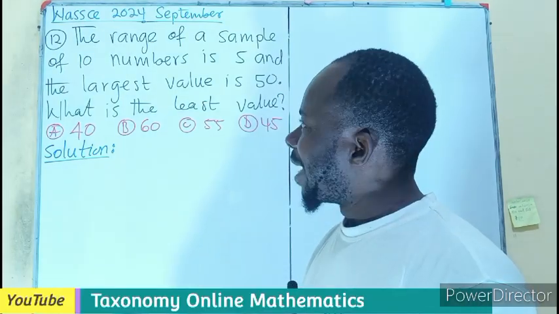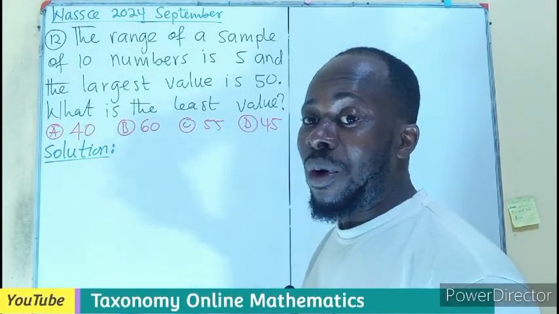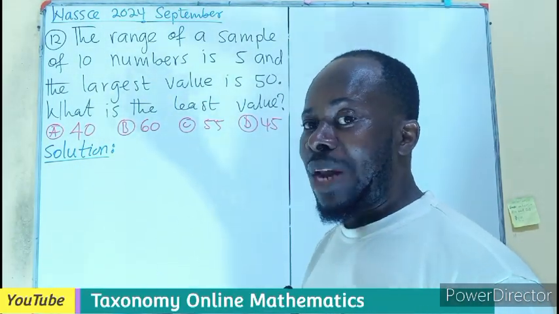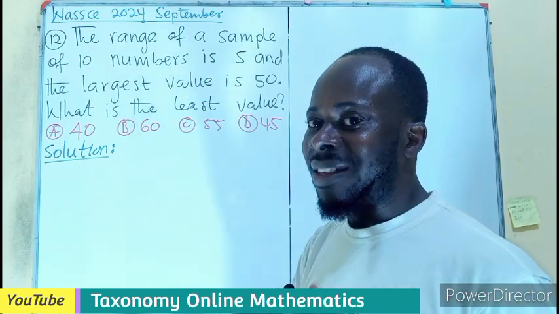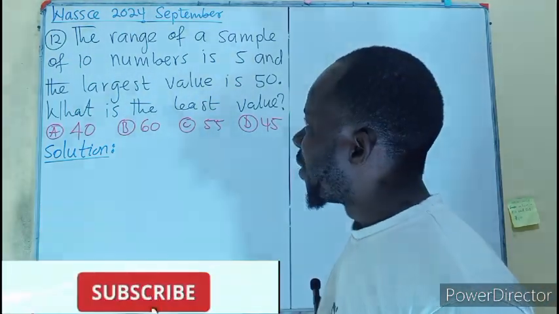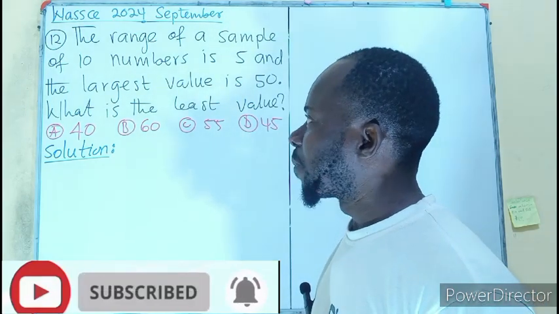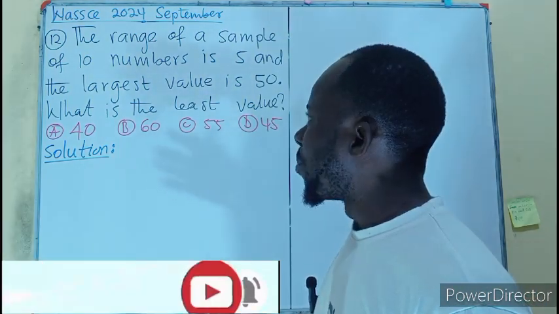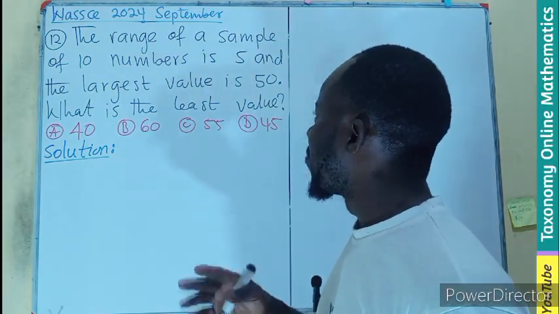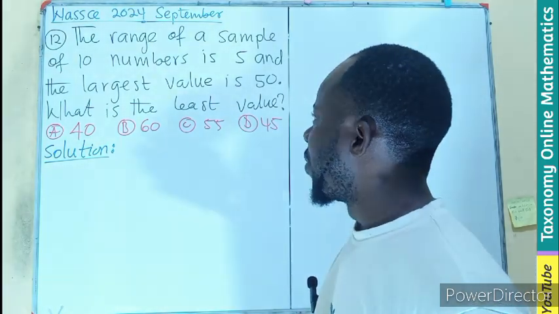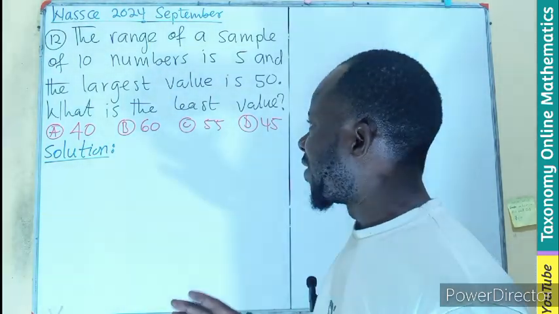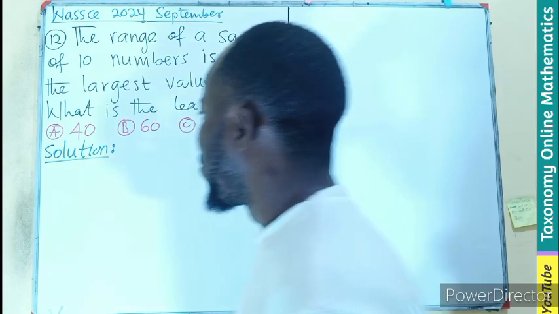All right. Here we need to apply the concept of a range of a number of data in statistics to provide an answer to this question in the WASSCE 2024 September edition. The range of a sample of 10 numbers is 5 and the largest value is 50. What is the least value?